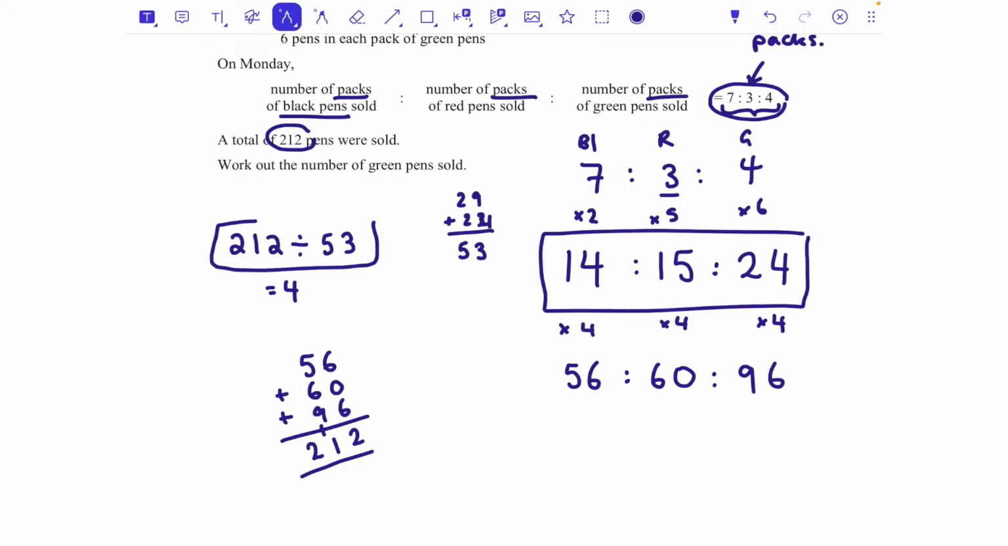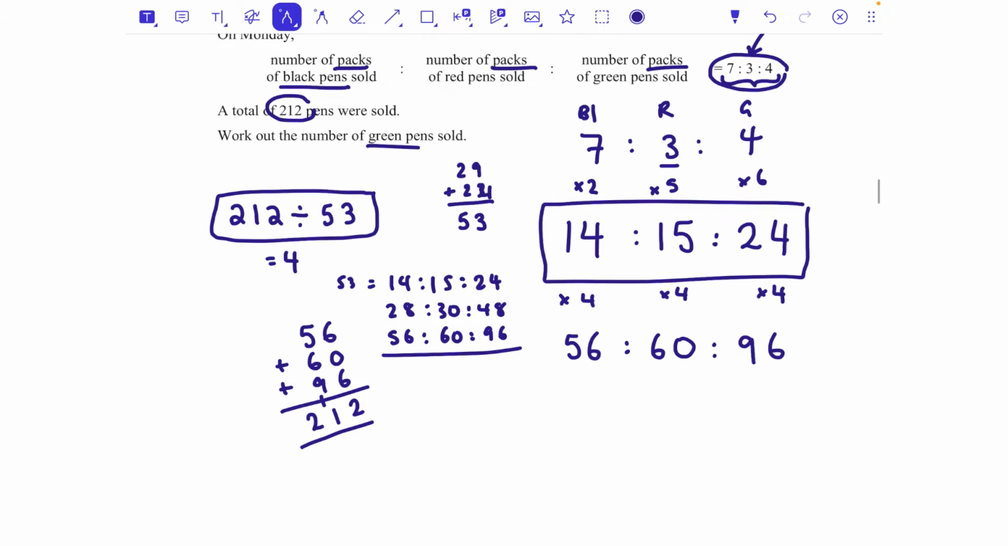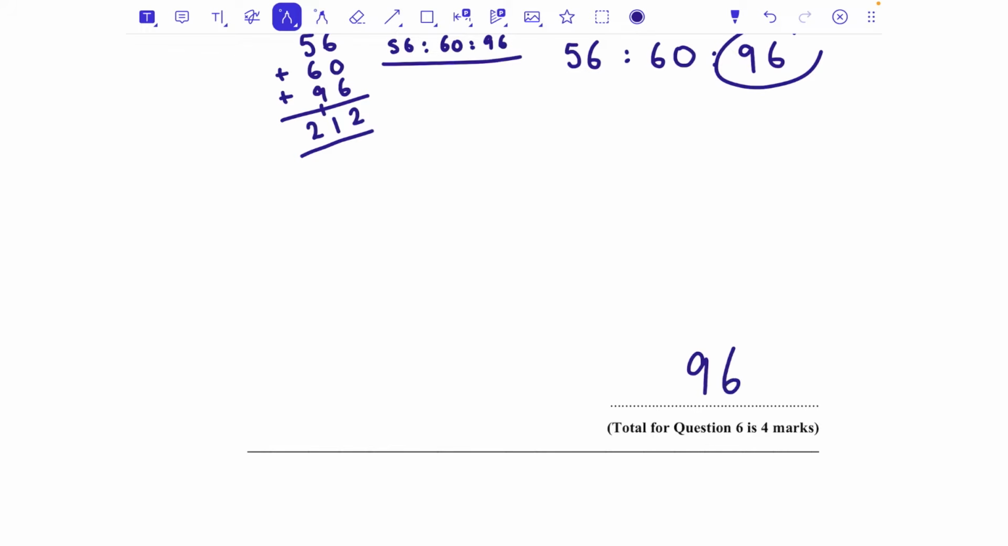Now that on a non-calculator paper might have proved tricky, you might not have just seen that as 4. So don't worry, with ratio you can always just scale it up. So you could have said, well, 14 to 15 to 24, that adds up to 53. Let's double it and go on 28, 30 and 48, and then you could have doubled that again, 56, 60, 96, and that would have added up to 212 that you needed. There we go, so green pens, that's the last section. 96 is your answer there for 4 marks.